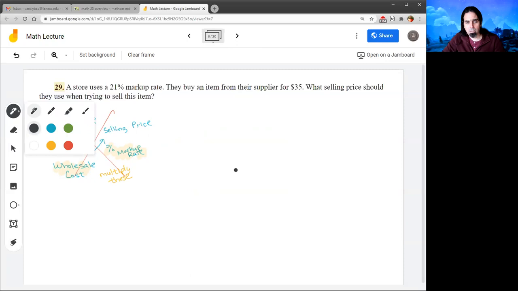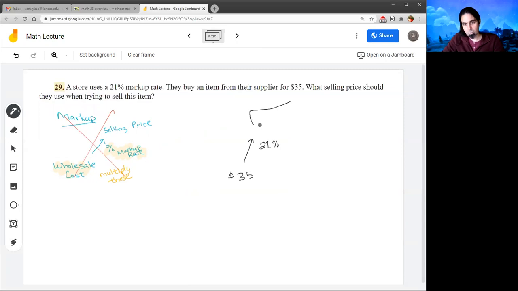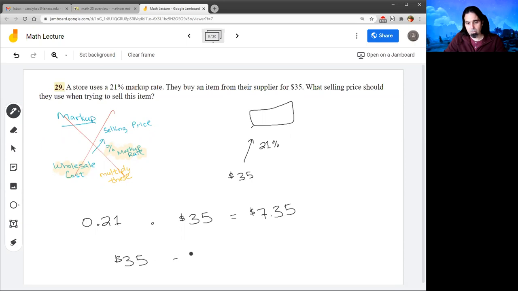So we're going to say that the supply has 5. We're going to go up 21%. And how much should we try and sell it for? So 0.21 times 5 is $7.35. So if I go up the 7.35, I'll get 42.35.